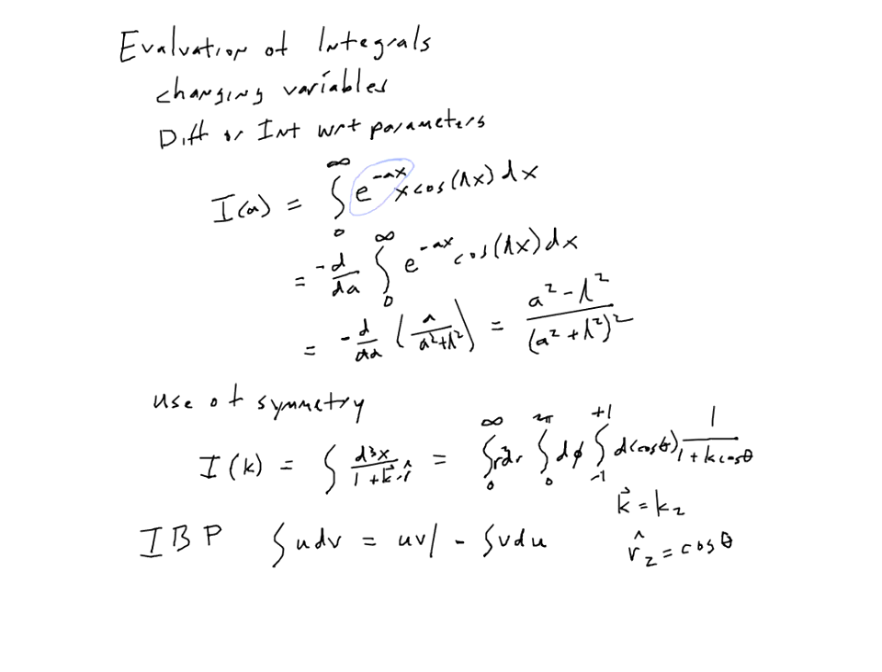For evaluation of integrals, this basically comes down to three things. One is just changing the variables to something that you can find in the book or that you know the solution to. Another is being able to differentiate or integrate with respect to parameters so that you can turn your integral into something that you know a solution to or that you can solve. And the third is the whole use of symmetry.